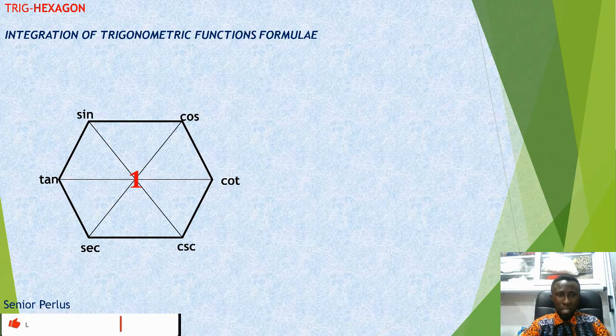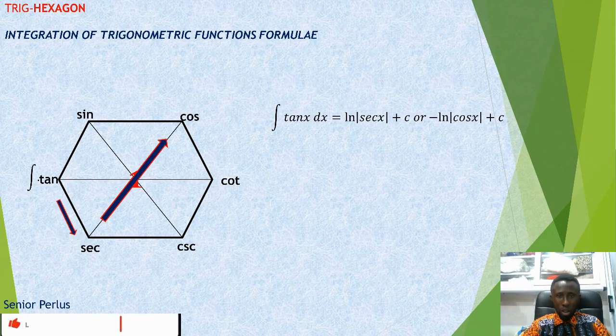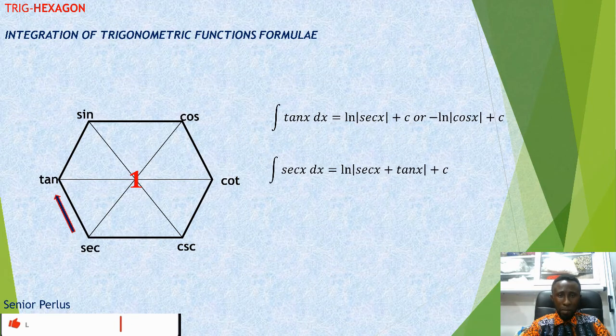Let's begin. Integral of tan s is ln of sec s plus c, or negative ln of cos s plus c. Integral of sec s is ln of sec s plus tan s plus c. Here, there's addition. If you differentiate sec s, you will get sec s tan s, but here there's addition.